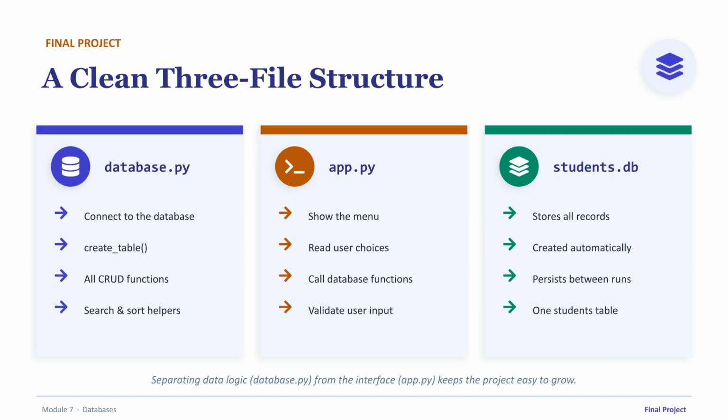Keep the project clean with 3 files. database.py holds the connection and all your data functions. app.py runs the menu and talks to the user. And students.db is the database file itself, created automatically. Separating data from interface makes the project easy to grow.